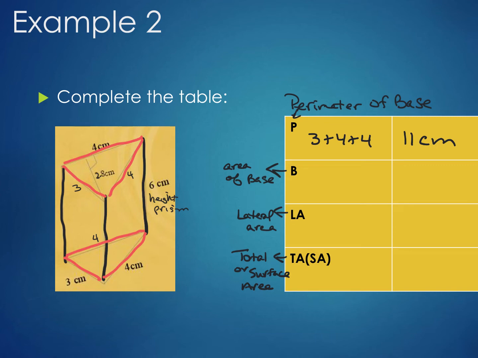For the area of the base, it's a triangle. I have my height here, the 2.8. So the formula for area of this base is either BH divided by 2 or 1/2 BH, because it's a triangle.